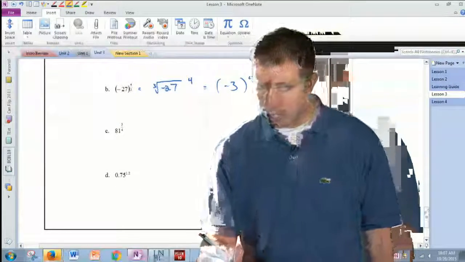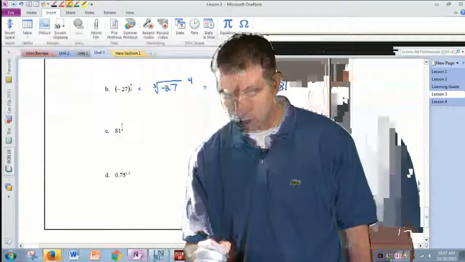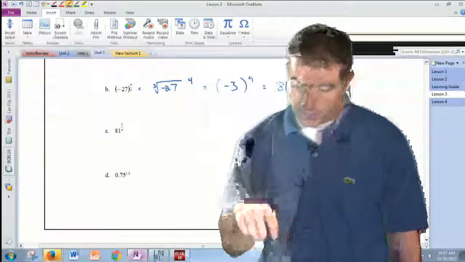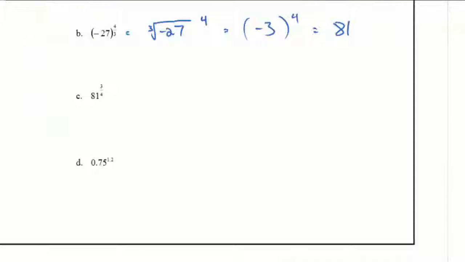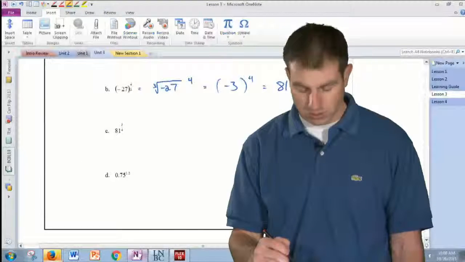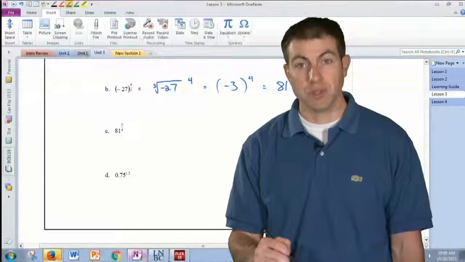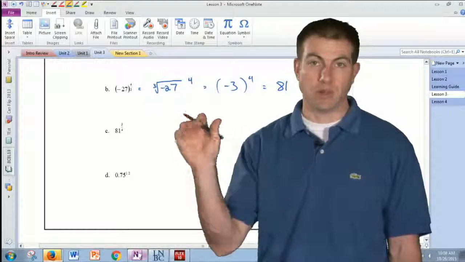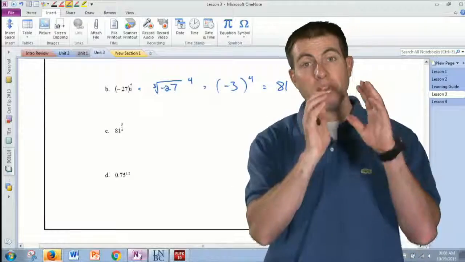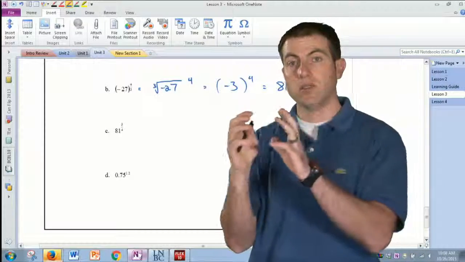2 more here, and then we'll go from there. So 81 to the power of 3 over 4. Again, same process. I want you guys to do this one for me. Just have a go. See if you can write it down properly. Even if you can't calculate the roots and do the powers, just see if you can switch it from that fraction to the root.